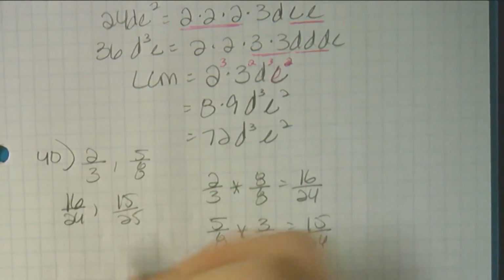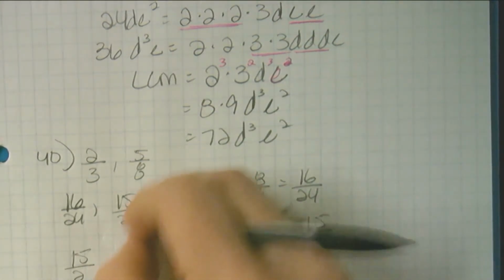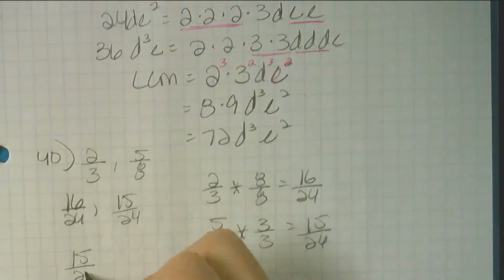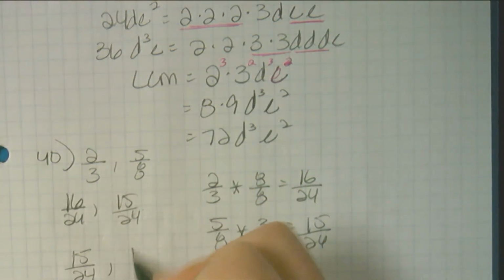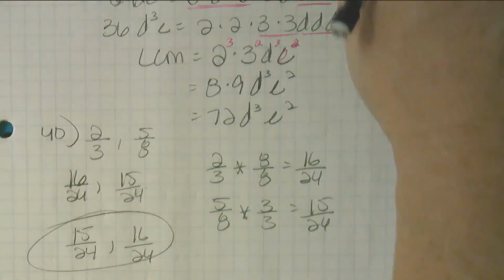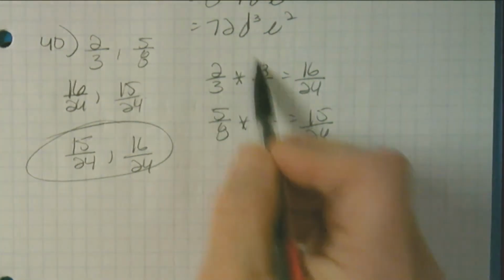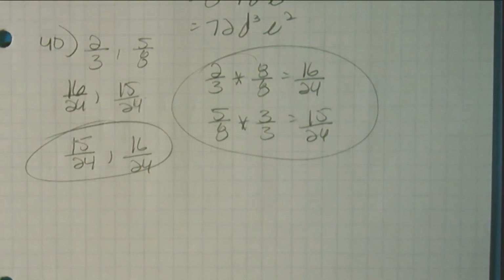So now if I list them in order of least to greatest, I have 15/24ths, not 25ths, is smaller than 16/24. So that is an order of least to greatest. So this is the work I should expect to see, which is what we've been working on with equivalent fractions. Yes?